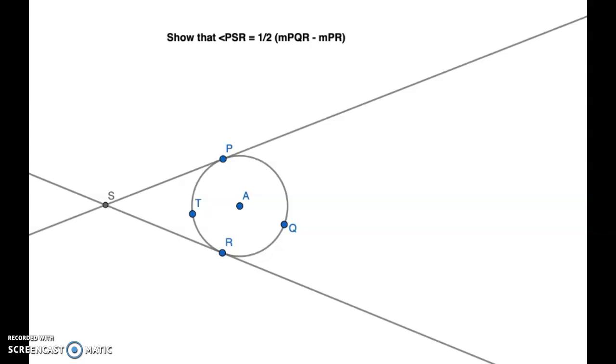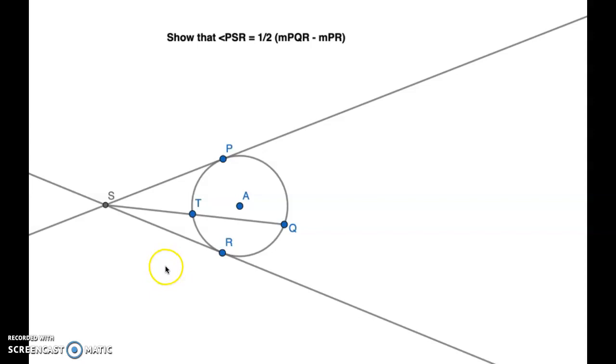We are trying to show that the angle PSR is equal to half the measurement of arc PQR minus arc PR. So the first thing that we want to do for this proof is to draw a line segment from S to Q. And notice that this line segment does intersect the circle here, and we've noted that at point T.